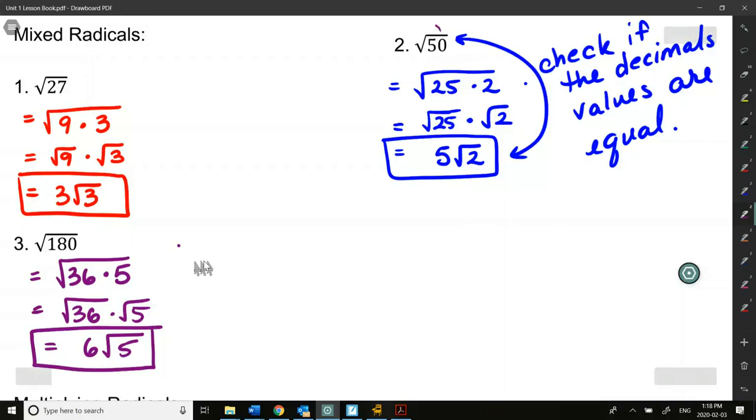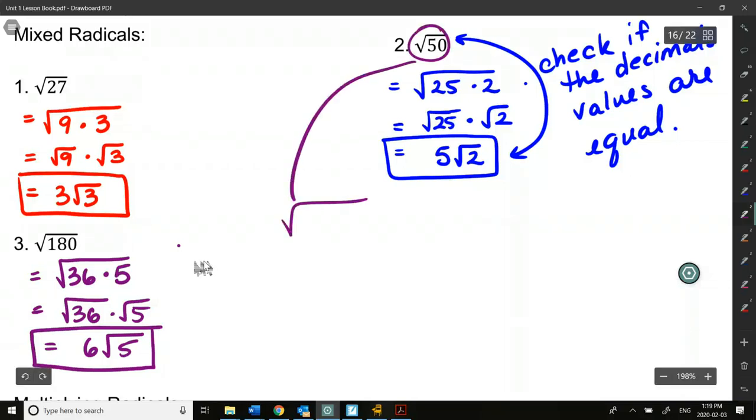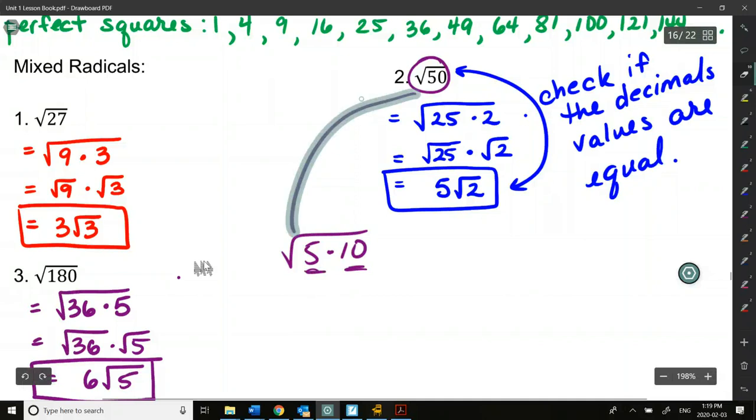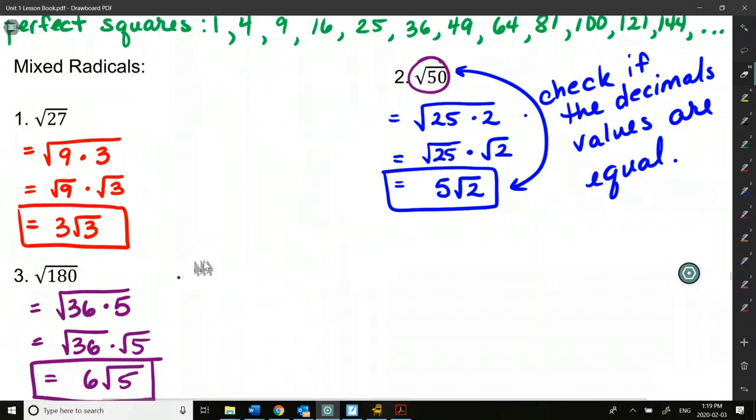Okay, for 50, why couldn't I use 5 times 10? Because 10 is only like divided to 2 and 5, so there's none of them like a perfect square. Yeah, 5 is not a perfect square and 10 is not a perfect square. So if I'm going to split the value up into 2 values, one of those 2 factors has to be a perfect square.